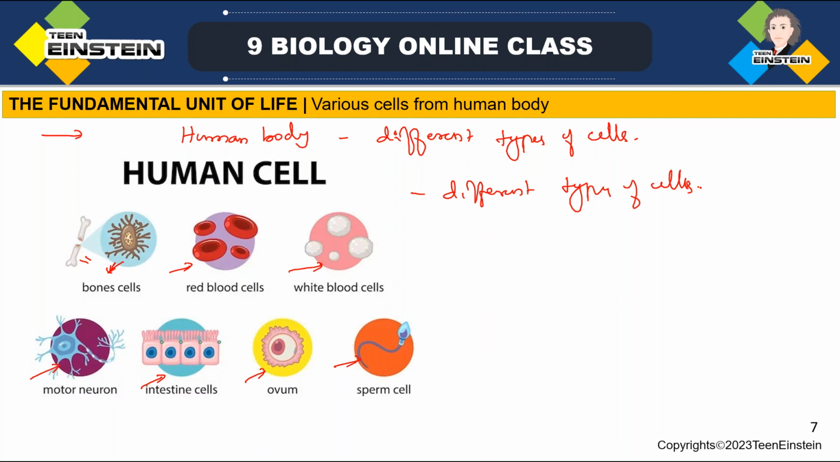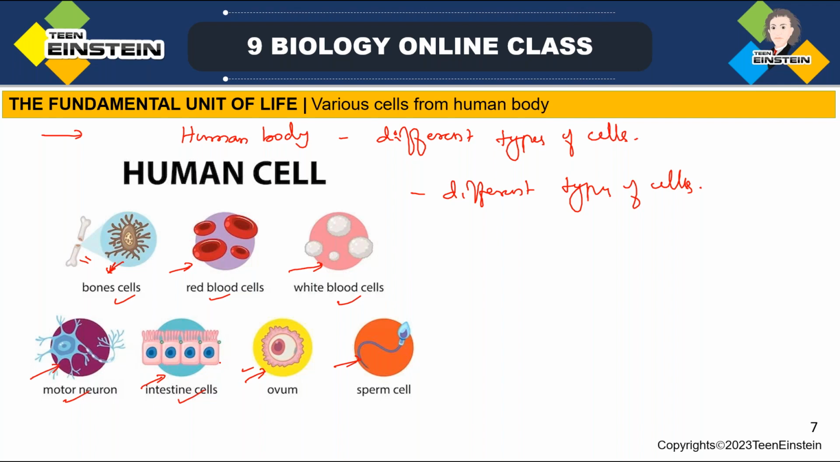See, human being is a multicellular organism. So in a multicellular organism, you can see in a single body, in my body, I can see these many types of cells. Bone cells are there, red blood cells, white blood cells, then neurons are there, intestinal cells, ovum, everything will be there. Right?